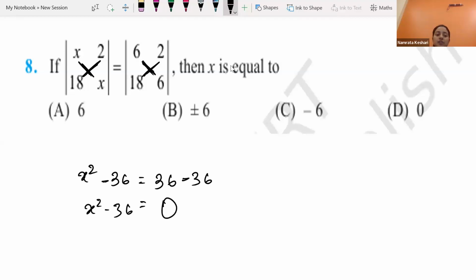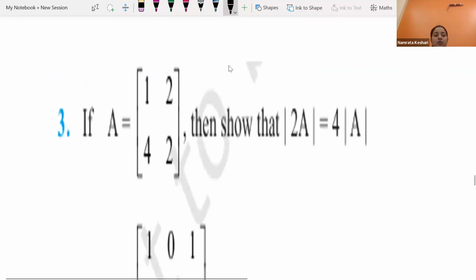X square is 36. X is plus 6 or minus 6. Plus 6 or minus 6. Yeah. Okay, this way we'll be solving.